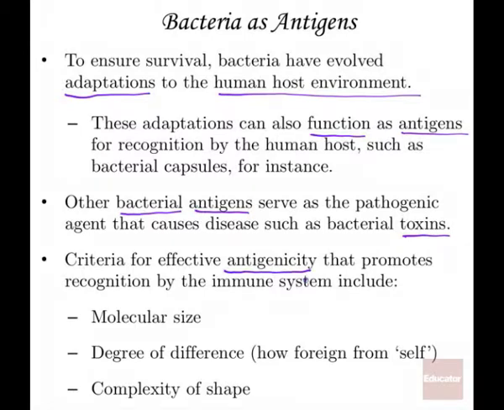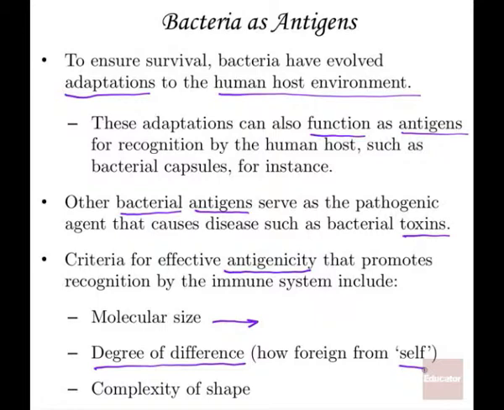And so the antigen really has to be a big enough size, and there are various criteria for determining that. But if the antigen is not large enough, then it can escape detection. The other attribute of antigens that enable detection is how different the antigen is from the host.